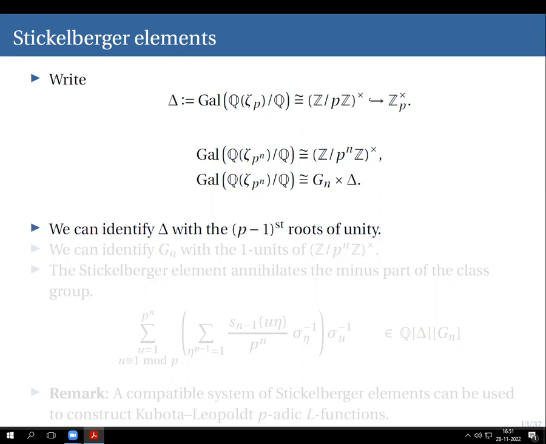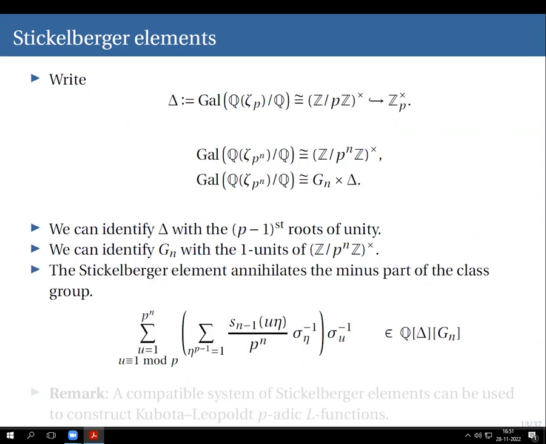This cyclic group of order p minus 1 can be identified with the (p minus 1)st roots of unity. And this cyclic group of order p to the n minus 1, these are the 1-units of (Z mod p^n Z) cross. So these are all the elements of (Z mod p^n Z) cross that are congruent to 1 mod p. And the reason I was emphasizing this group ring is because of a special theorem called the Stickelberger theorem, which has a very explicit form.